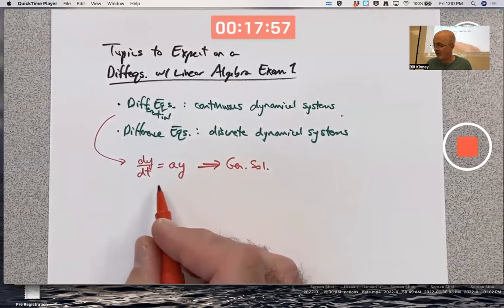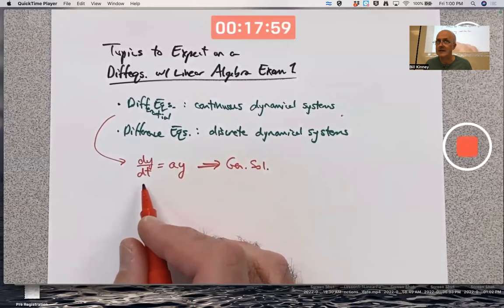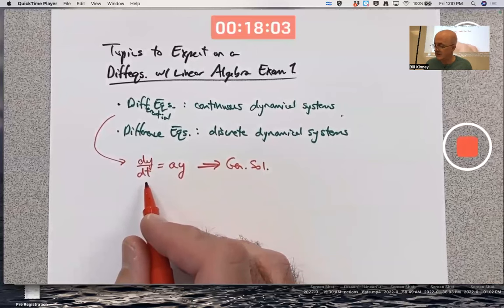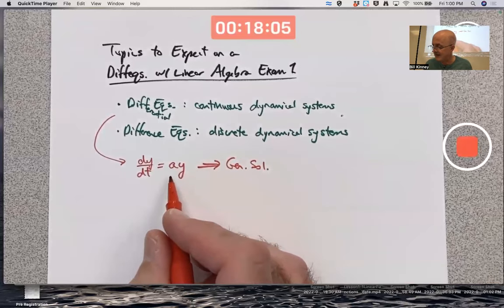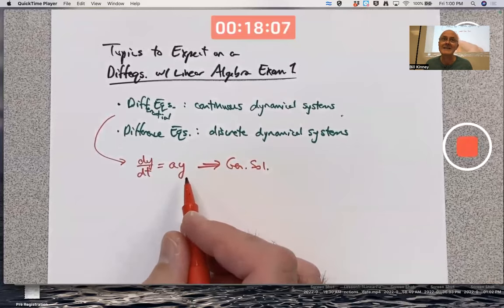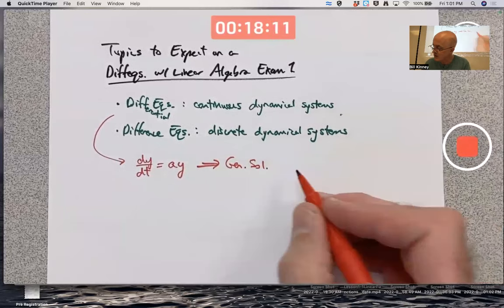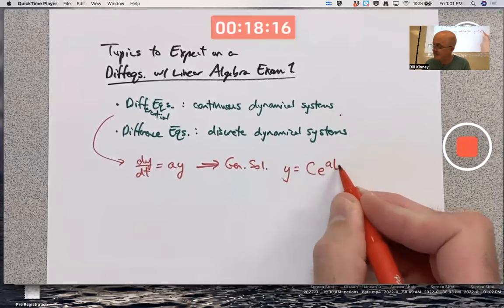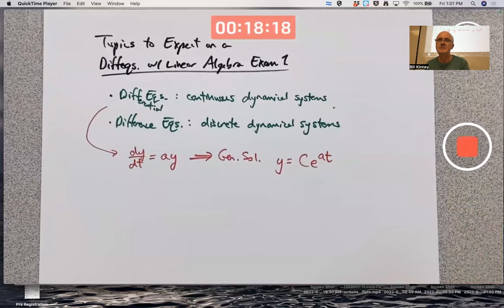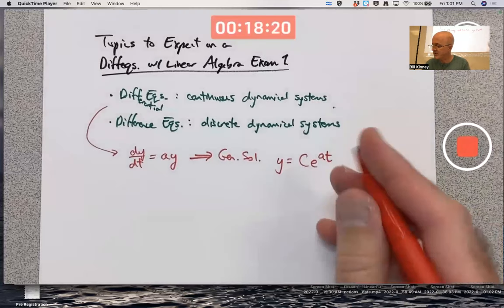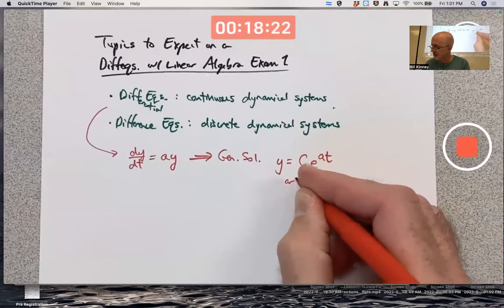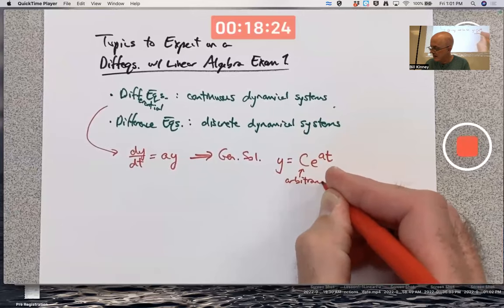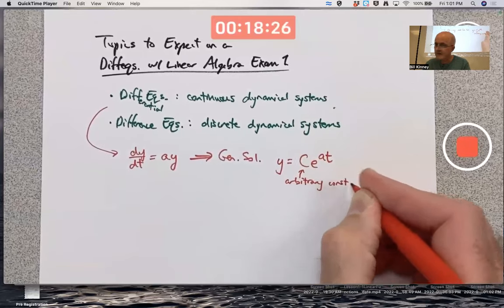I'm looking for a function of time where t is a real number, where that function's derivative, the rate of change with respect to time, is always a constant a times the function itself. Y is the function itself. General solution is y equals c times e to the at power, where c is an arbitrary constant.